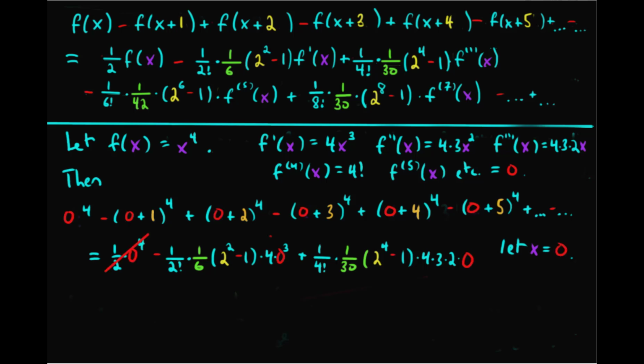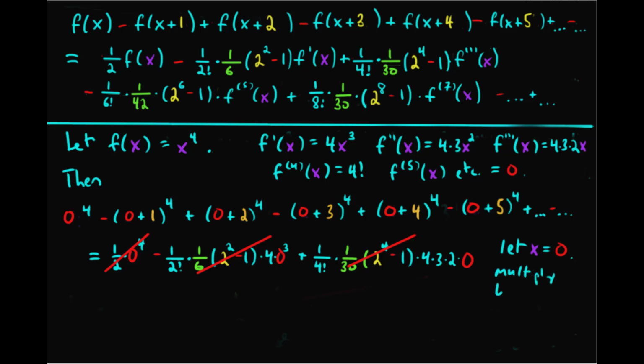0 to the 4th minus the quantity 0 plus 1 to the 4th, plus the quantity 0 plus 2 to the 4th, minus 0 plus 3 to the 4th, plus 0 plus 4 to the 4th, minus 0 plus 5 to the 4th, plus dot dot dot, minus dot dot dot on the left-hand side. And on the right-hand side, all of our surviving terms multiply x raised to some exponent. So when we set x equal to 0, those terms also drop out. So the right-hand side of this equation equals 0.